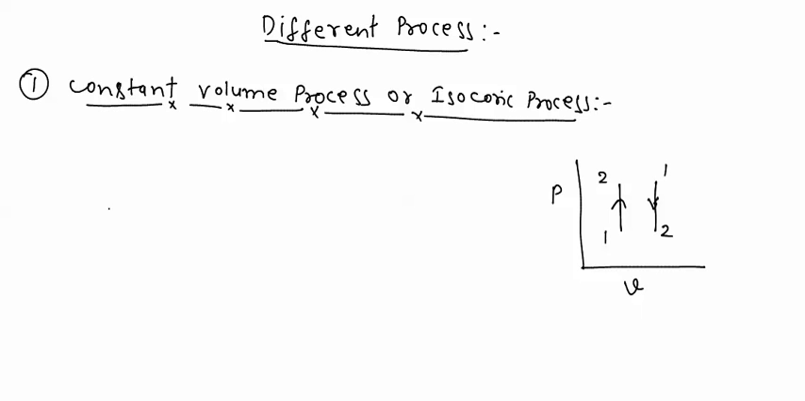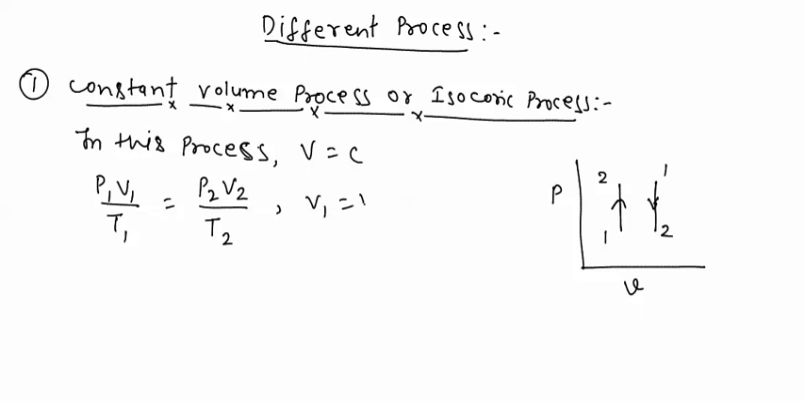So if you follow the ideal gas equation in this process, you will see volume is constant. Following the ideal gas equation, P1V1 upon T1 is equal to P2V2 upon T2, but again V1 is equal to V2, so for the constant volume process, P1 upon T1 is equal to P2 upon T2.